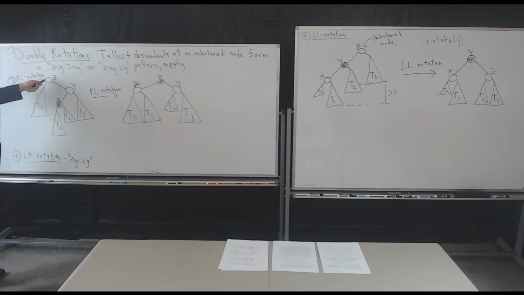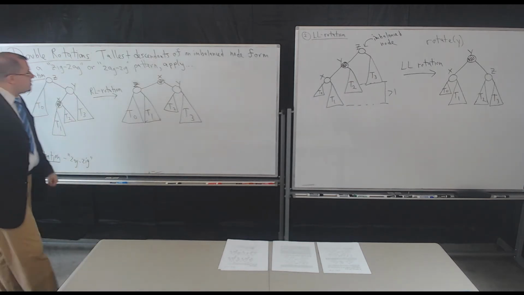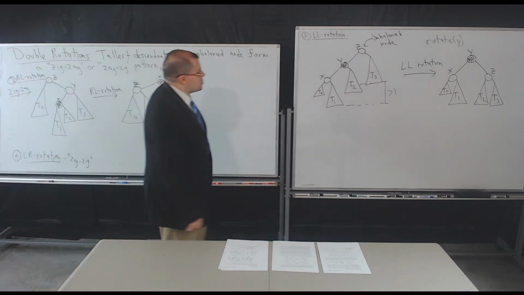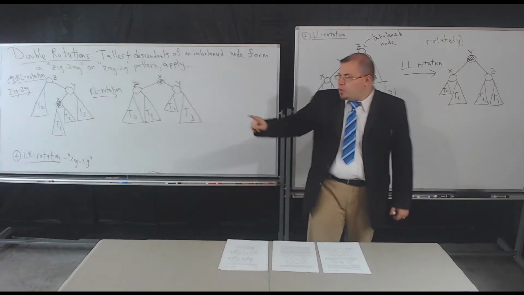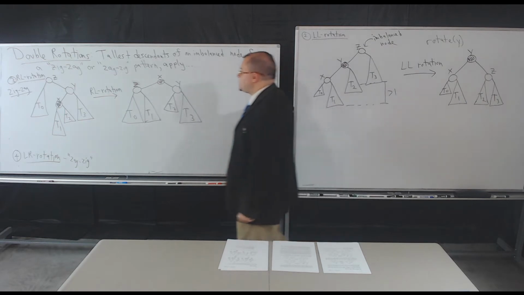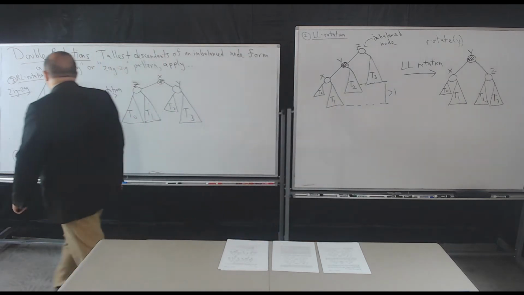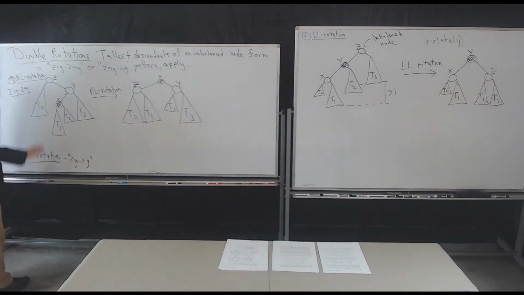Or if it were the other way around, it would be a zag-zig pattern. So what do you do here? And this is why we call it a double rotation, as follows. How do I correct this? Well, this looks a little bit different than the other scenarios. The structure is a little bit more complicated looking.